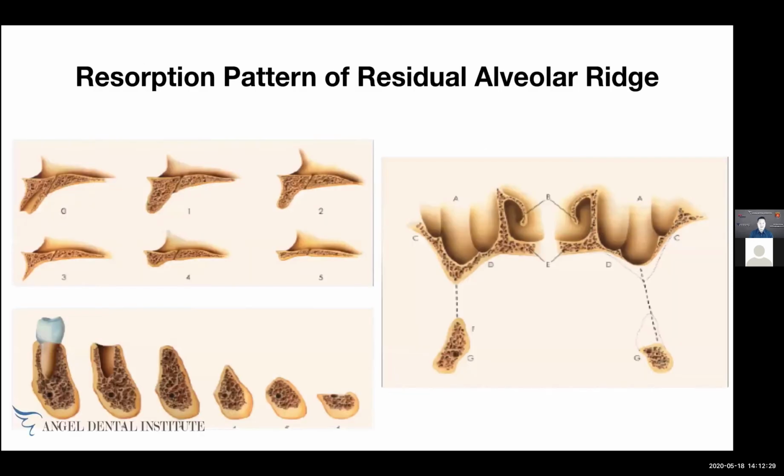Okay, we're dealing with bone, because if we're placing an implant, we're placing it in the bone. We have to understand the resorption pattern of the residual bone ridge, the alveolar ridge. This diagram, we've gone through it so many times, but the maxillary ridge resorbs like the way it shows on the upper left here. Okay, 0, 1, 2, 3, 4, 5, 6 is a progression of the phases, and then below that is the mandibular. These are things that we all know about.